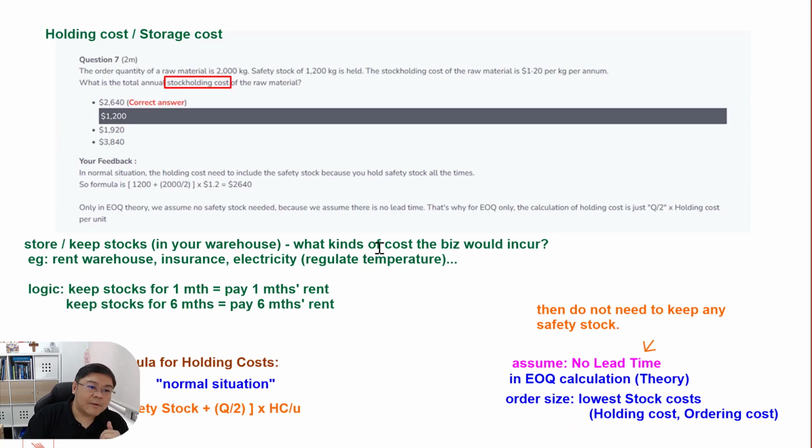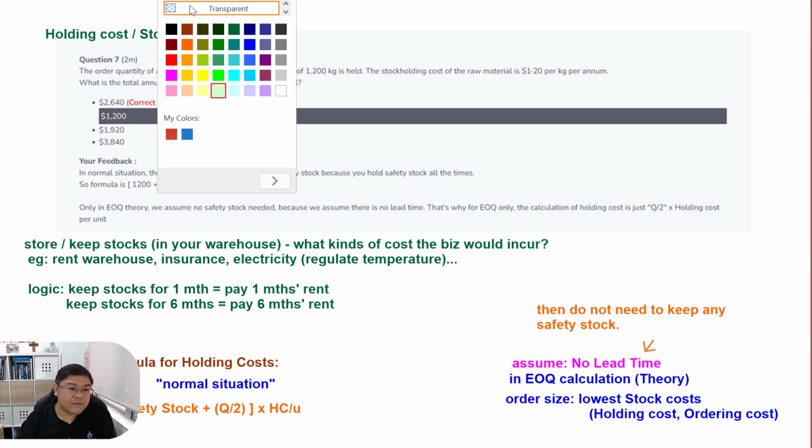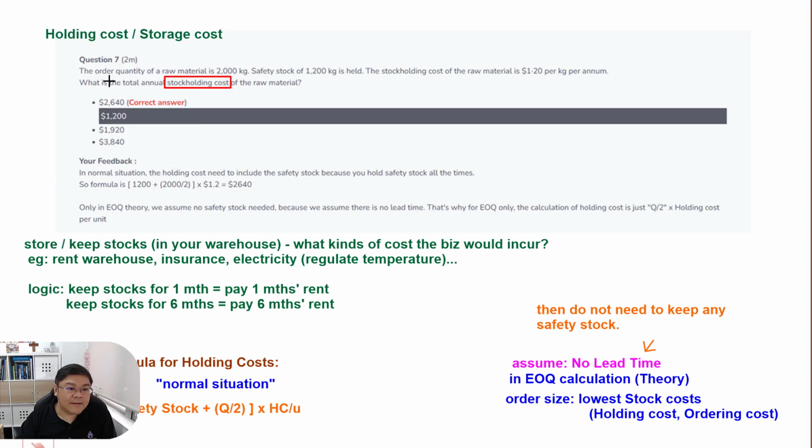Now in the exam, you're probably going to ask, how do I know whether this is based on the EOQ or not? Actually, it's quite easy. Normally, if you look at the exam question, if they mention, like in this case, that the order quantity is 2,000, why did they give you the safety stock? That is already assuming that you will keep safety stock. So you should automatically know that the safety stock is needed as part of the holding cost calculation. The holding cost, they say, is $1.20 per kilo per annum. So what should be the holding cost?